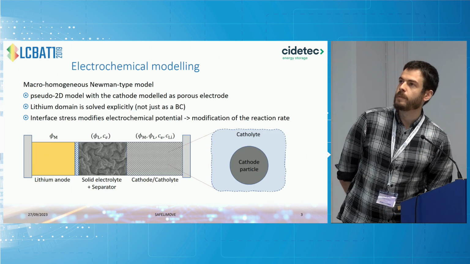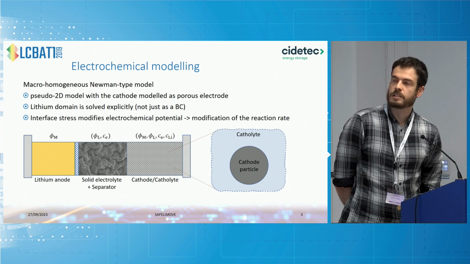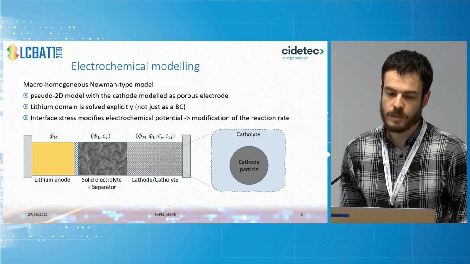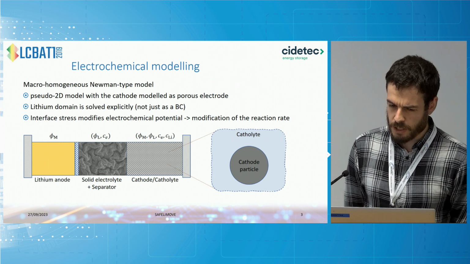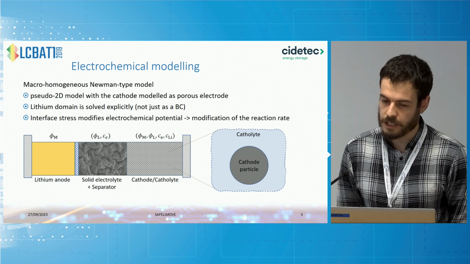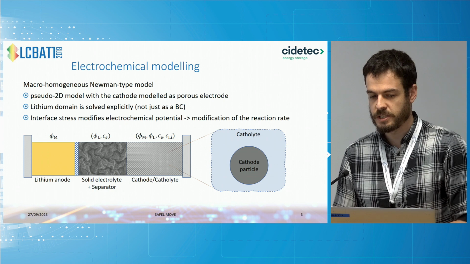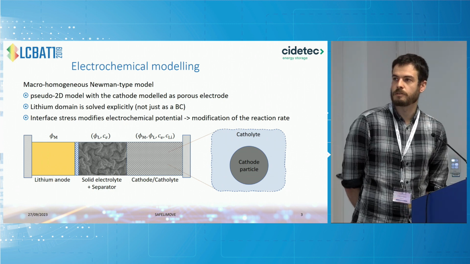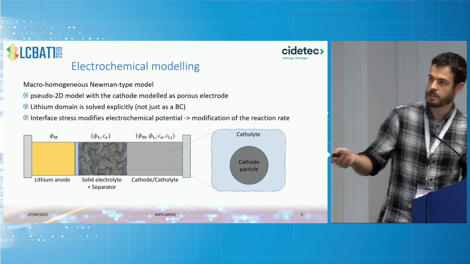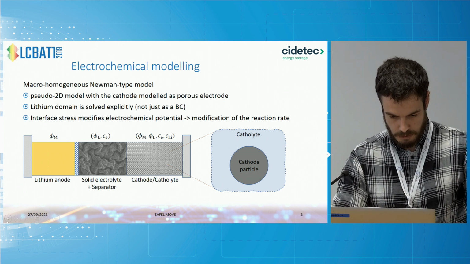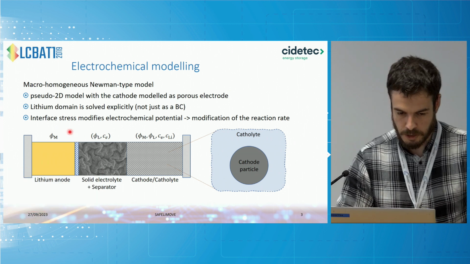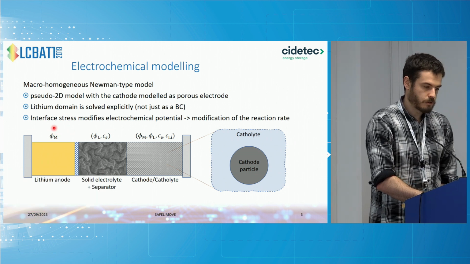So the macro-homogeneous electrochemical model is basically based on the Newman type model. It is a pseudo two-dimensional model, as we call it, in which the cathode is modeled as both coexisting phases, a solid phase and a liquid phase, and we have the state variables on top of the scheme of the cell. Here you have the state variables in each of the domains.